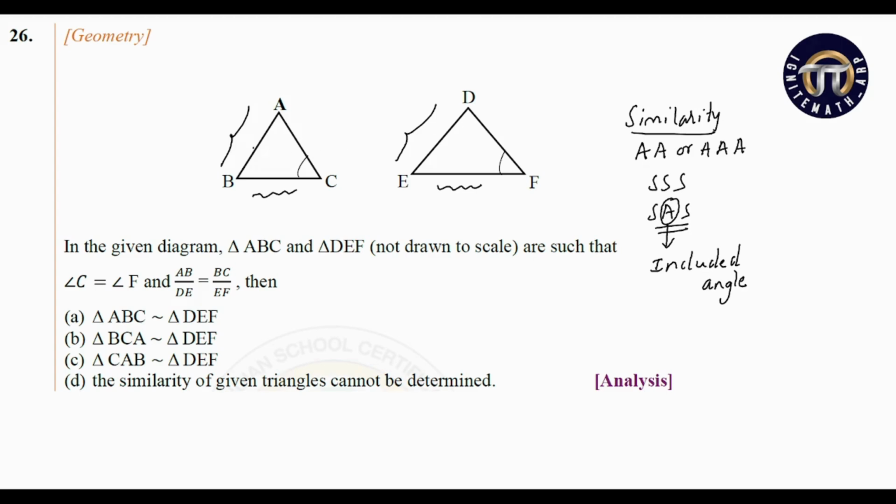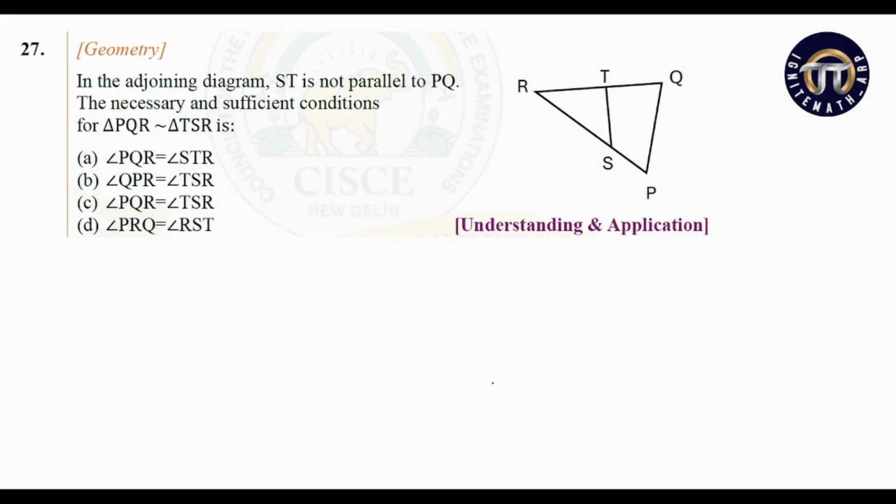Here I know that there are two sides which are proportional to each other, but the equal angle they have given is not the included angle. Clear, children? If this angle would have been equal to this angle, then definitely I would have said these two triangles are similar to each other by SAS. But since it is not given that the included angles are equal, the data is not sufficient. So I can say the similarity of the given triangles cannot be determined. So option number D is the right answer. I hope it is clear to you.